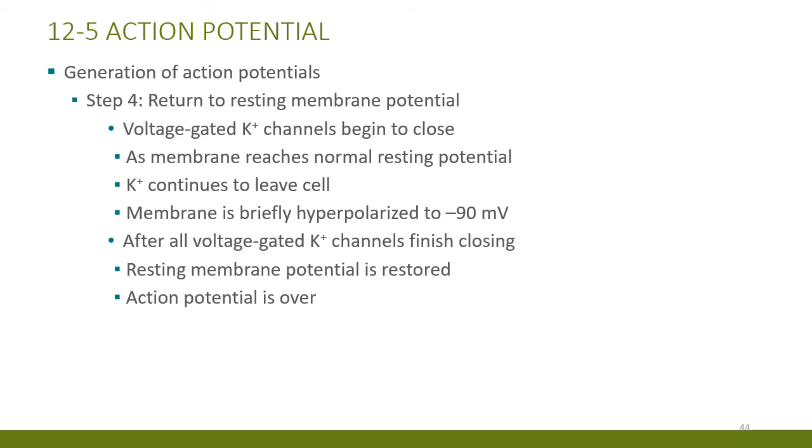The generation of action potential step 4 is return to resting membrane potential. The voltage-gated potassium ion channels begin to close as the membrane reaches normal resting potential. But potassium continues to leave the cell for a while, and it overshoots and makes it too negative. So the membrane becomes briefly hyperpolarized to minus 90 millivolts, which is potassium ion equilibrium. After the voltage-gated potassium channels finish closing, the resting membrane potential is restored through the normal leakage channels and the sodium-potassium pump function.